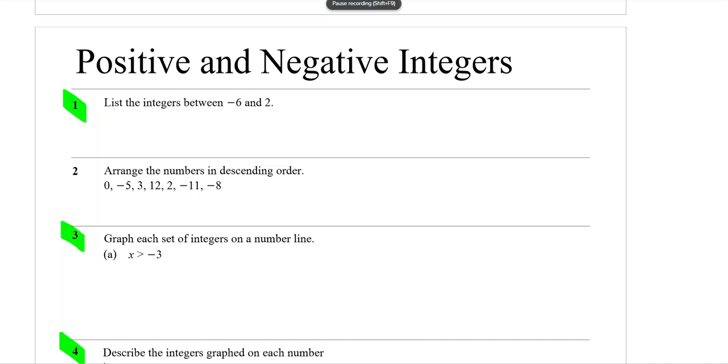Okay, today we are doing positive and negative integers. This is actually the topic that we did at the very beginning of the year. So some of the things in here, you'll probably be very tempted to do with your calculators now, which is okay to do as a check.